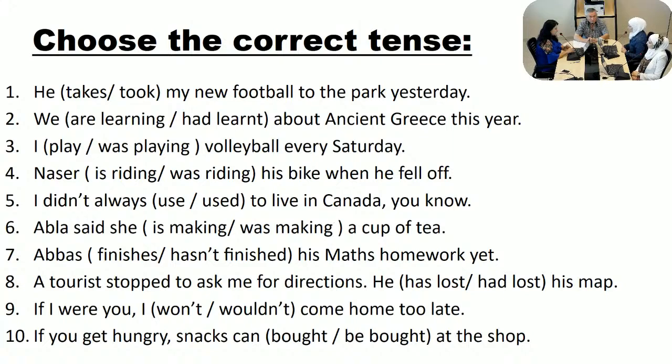Number 8. A tourist stopped to ask me for directions. He has lost or had lost his map. Something happened first, so we use "had lost". Number 9. If I were you, I won't or I wouldn't come home too late. We have "were you", so we use "wouldn't". Number 10. If you get hungry, snacks can bought or be bought at the shop. This is passive voice. So "can be bought". Thank you so much. The following slide, get the full mark.